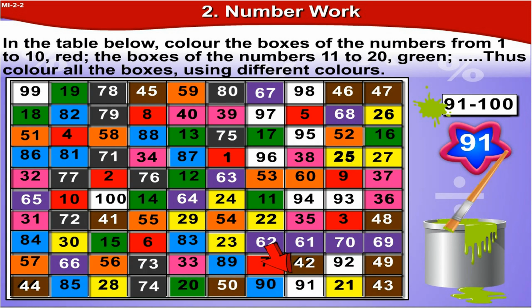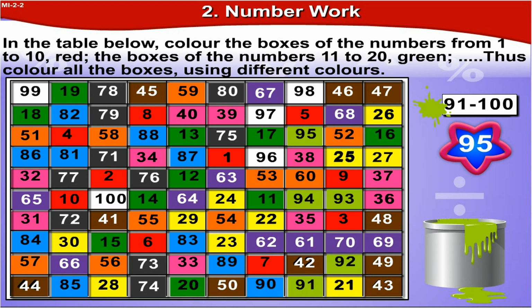Color the box containing 91 in light green. Now look for number 92 and color the box containing number 92 in red color. Now let us find number 93 and color the box containing number 93 in light green. Can you look for 94? That's right. Now color the box in light green.